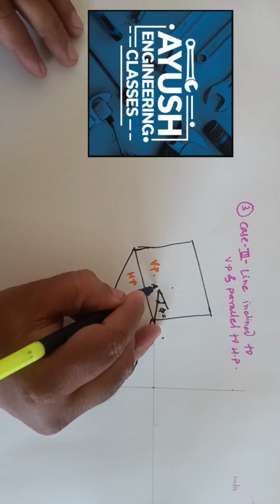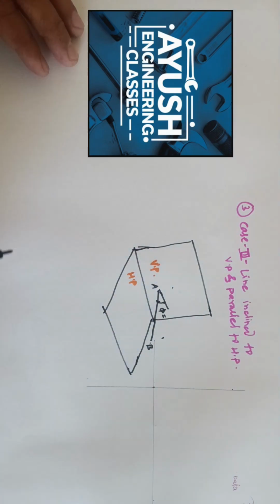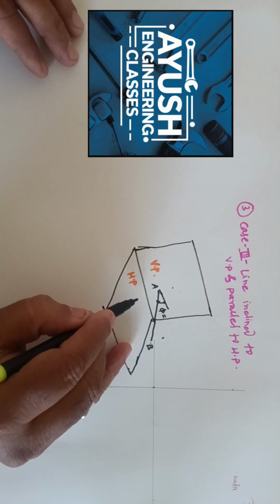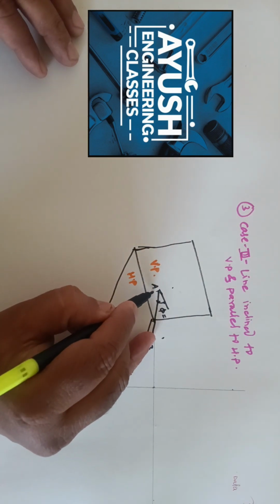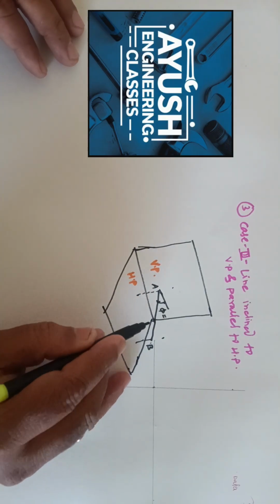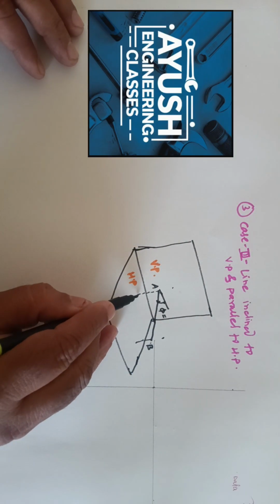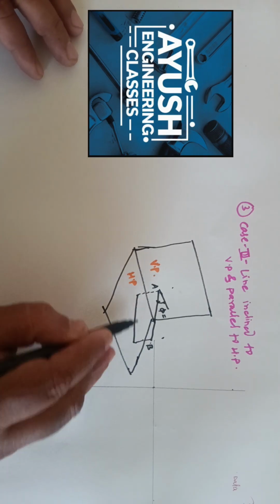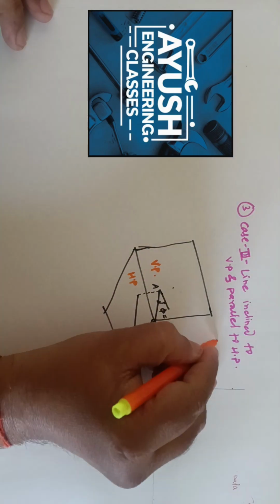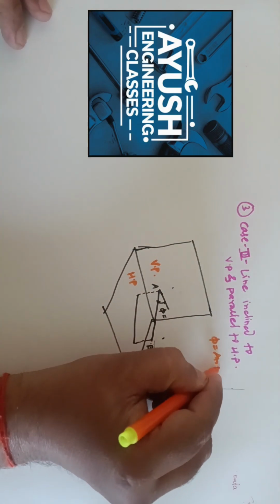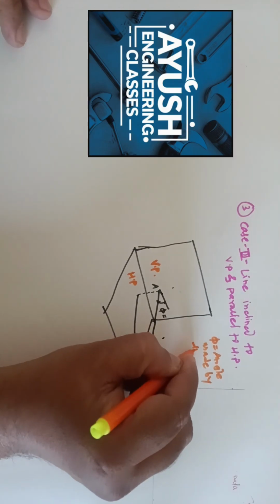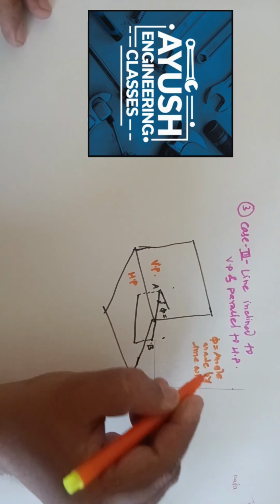Suppose this line is nothing but the AB line, then this line is inclined to VP. We can say that when this line is parallel to HP, when its end points are equal distance from the HP, then that line is parallel to HP. So here this line is parallel to HP and inclined to VP. So here I write phi is the angle made by the line with VP.